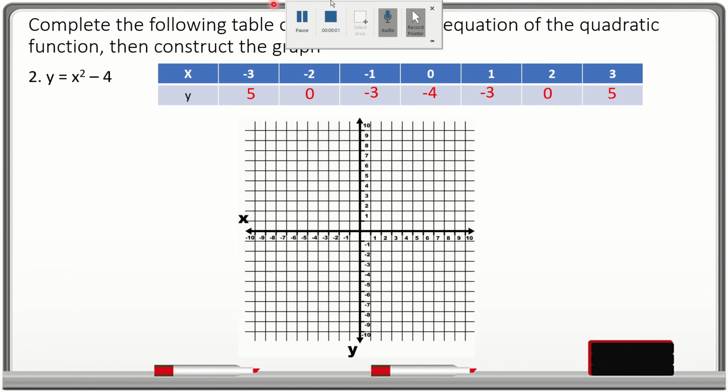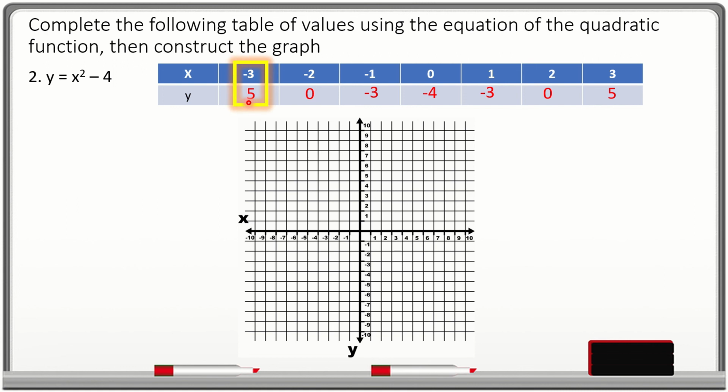Okay, after we already completed the table of values, let's now plot the quadratic function y is equal to x squared minus 4. First, we will plot negative 3, positive 5. We know that negative 3 and positive 5 is on the second quadrant. Okay, and that is placed here. Next, we have negative 2, 0, and we know that negative 2, 0 is on the x-axis, which is placed here. Also, we have negative 1 and negative 3 that is on the third quadrant, which is here.